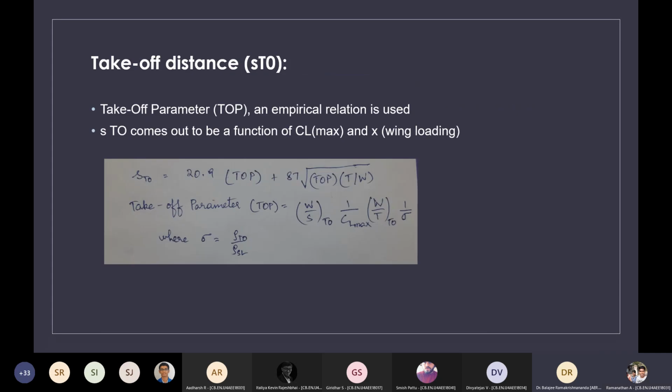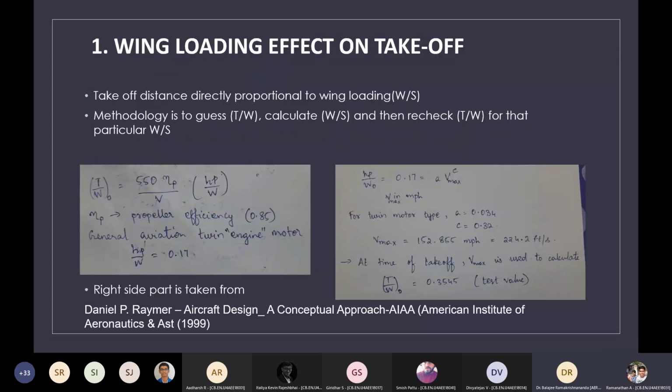Now show me the relationship between HP by W and here, HP by W taking as 0.17. Yes, sir. Then what about that HP by W by V? Sir, that also we have taken, sir. How much is it? Yes, sir. I forgot to put it here, I think, sir. But that should be a T by W, no? Ideally. Yes, sir. That is what I found out here, sir. T by W naught 0.3545.